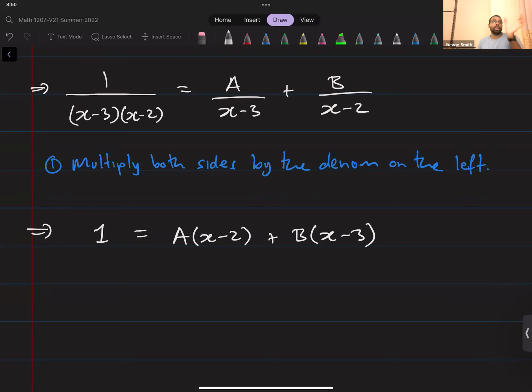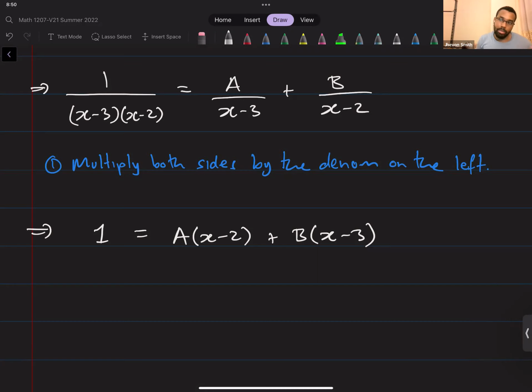Right? Because when I multiply it by x minus 3 times x minus 2, for the first fraction, the x minus 3s cancel, and you're left over with the x minus 2. In the second one, the x minus 2s cancel, and you're left over with an x minus 3. So now you have this linear equation.